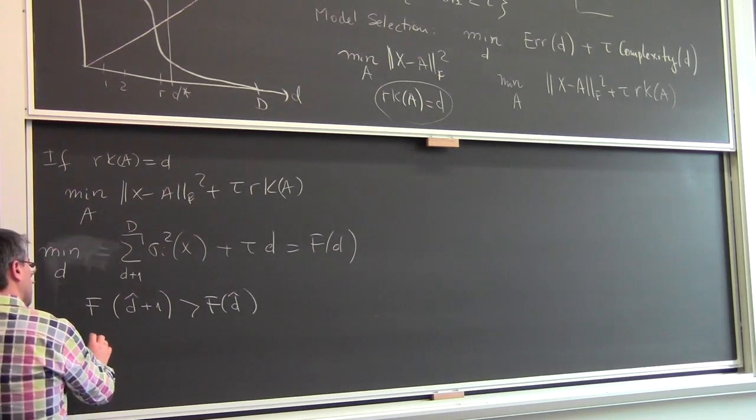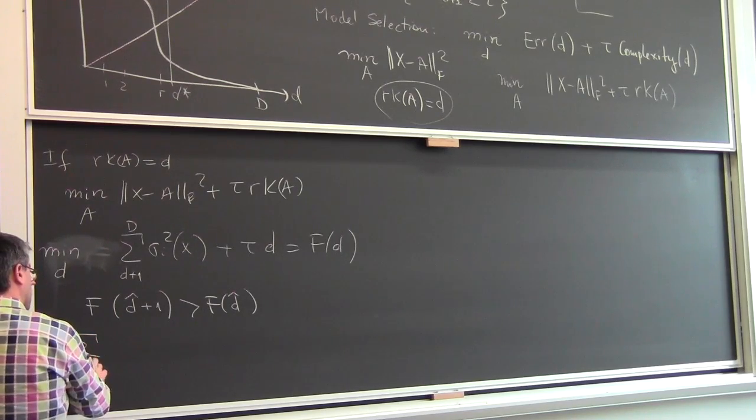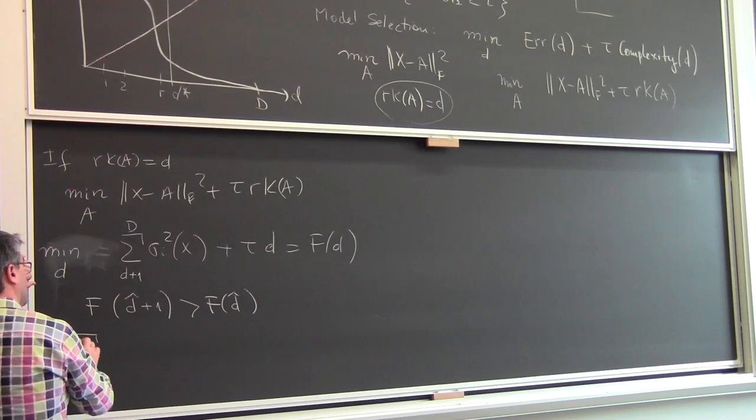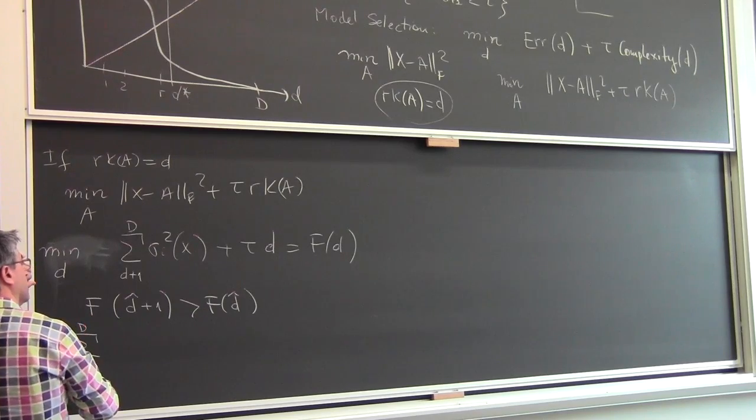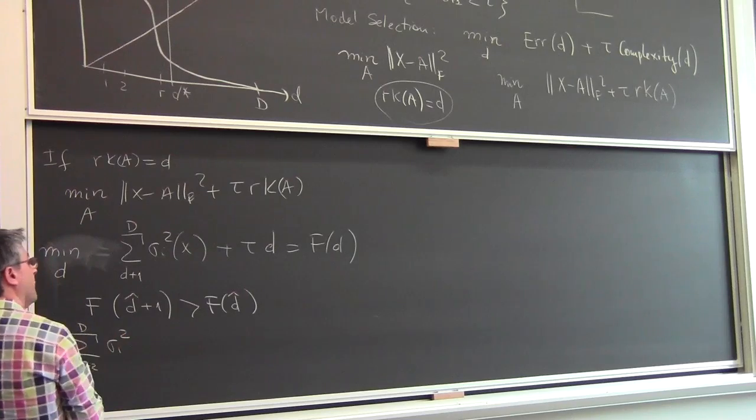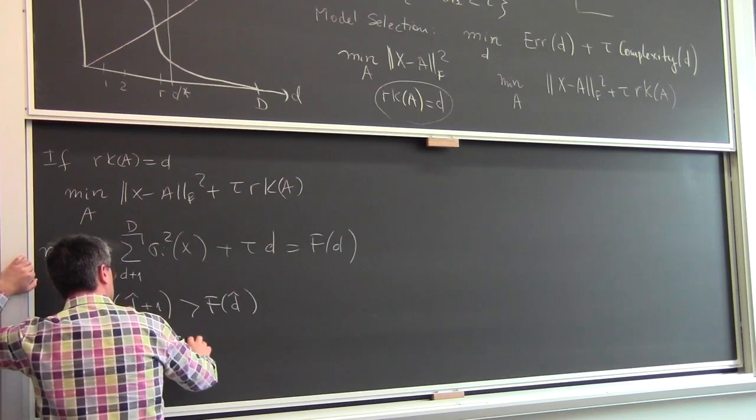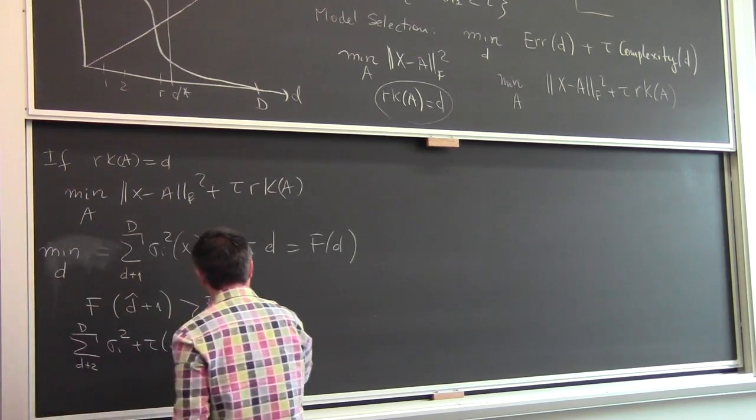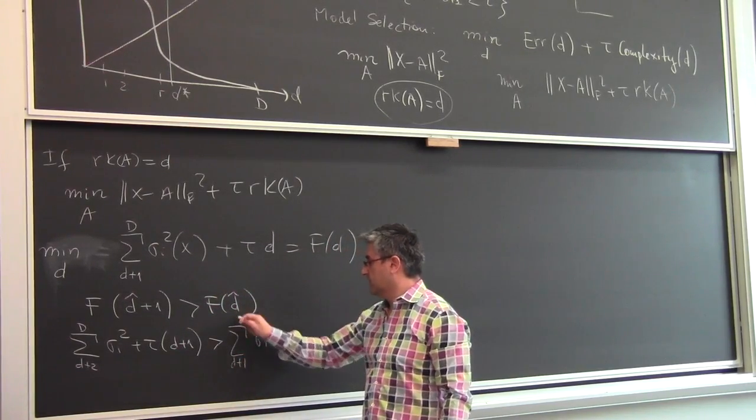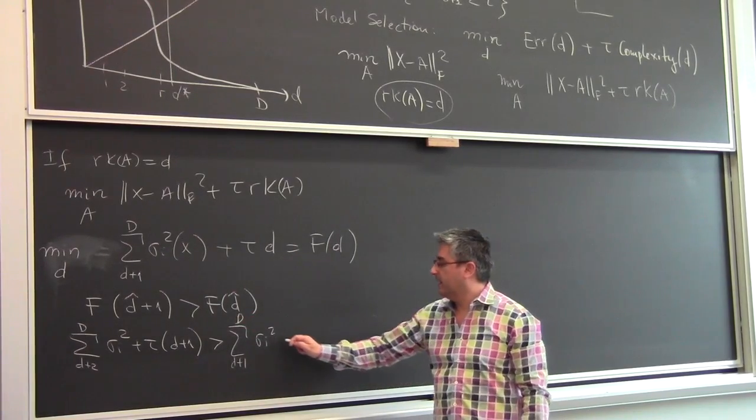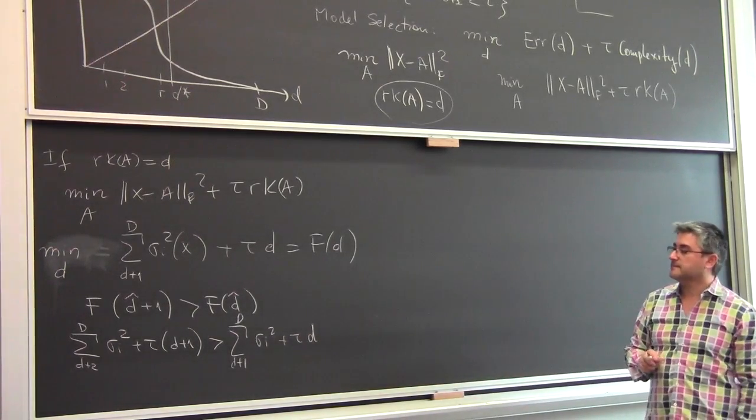And so what this means is that now I replace the error. This means that the sum from D plus 2 to capital D of sigma i squared plus tau times D plus 1 needs to be bigger than the sum of the sigma squared from D plus 1 to capital D plus tau times D. All right?